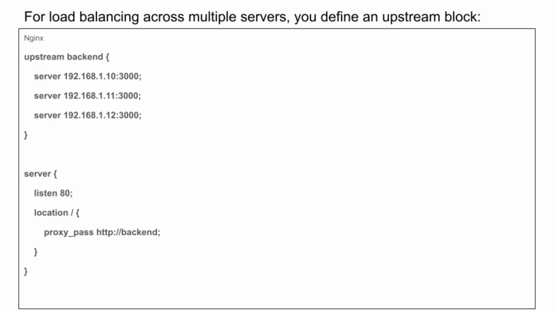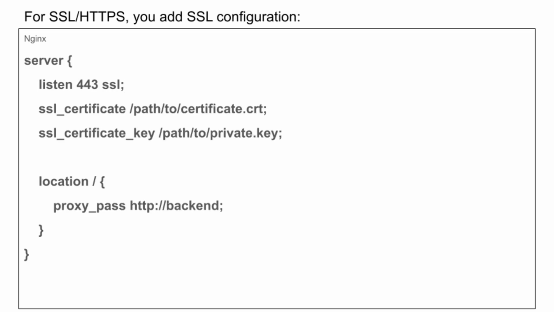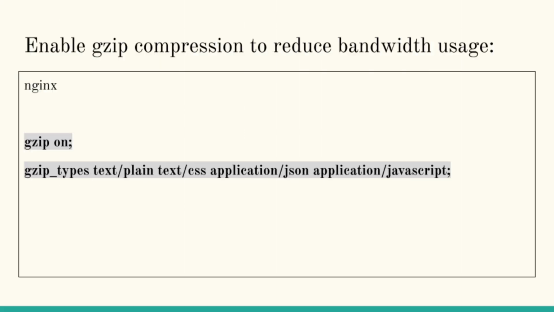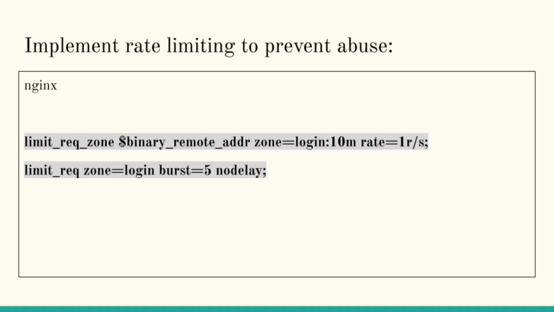The best part? You can start simple with basic load balancing and gradually add features like caching, SSL termination, and advanced security as your needs evolve. Your next step is to spin up a test environment and try these configurations yourself. Start with a basic reverse proxy setup, then experiment with load balancing and SSL.